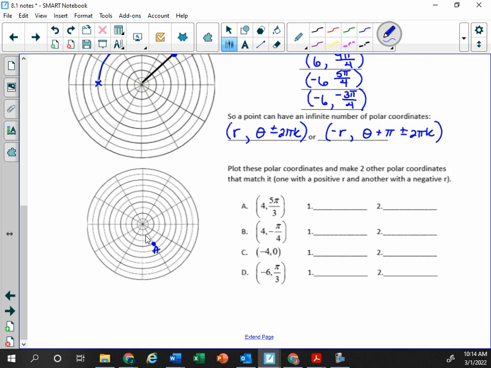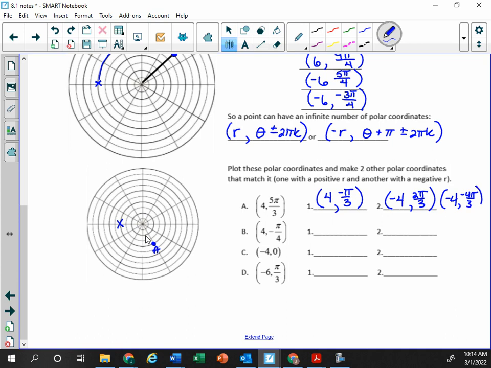If I stick with positive 4, I think the easiest way is with a negative angle. What would the negative angle be that puts me at 5 pi over 3? Negative pi over 3. Now, if I change the radius to negative 4, that means I'm starting over here: 1, 2, 3. Starting over there. So how far am I traveling to get to that point A? 2 pi over 3. If you did the negative angle, it would have been negative 4 pi over 3.